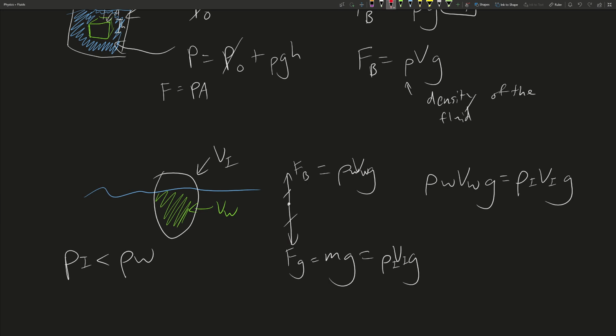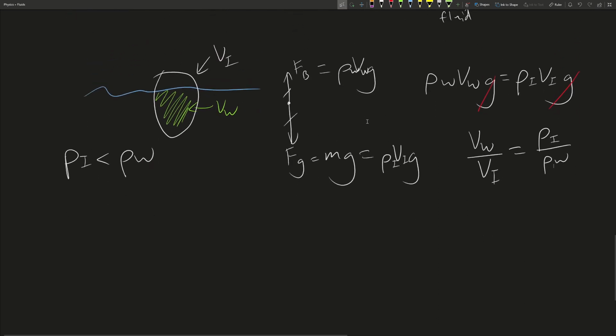And now you see that the g's cancel, and then doing algebra, we can rearrange this to be the volume of the water displaced, which is the portion of the iceberg that's underwater, divided by the volume of the iceberg. So this is the proportion of the iceberg that's underwater, is equal to the density of the iceberg over the density of the water.